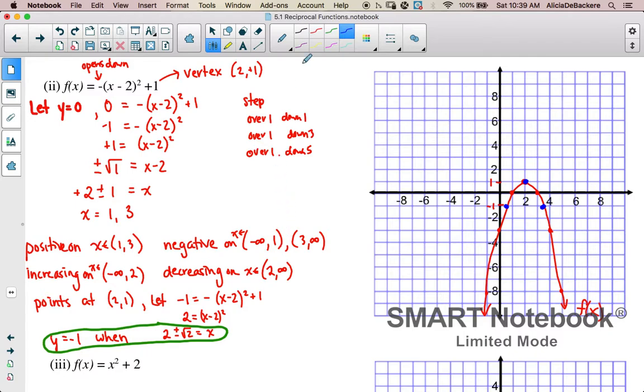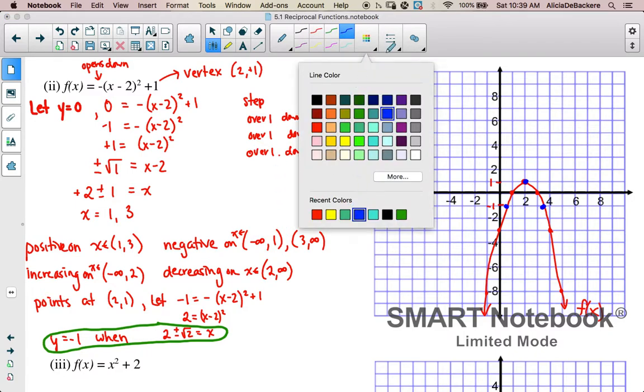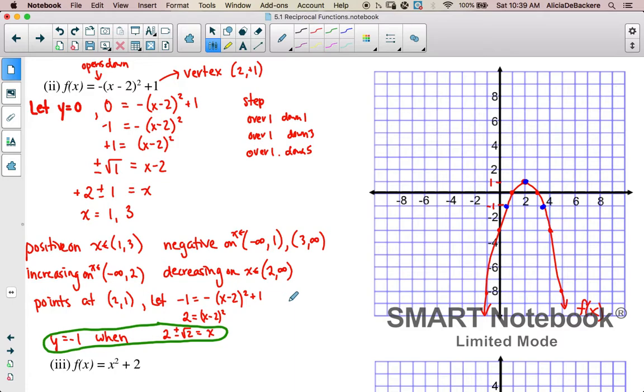All right, now we are going to work on our reciprocal function. So the first thing that they asked me to do was state the equation. So I'm going to call it g of x again, and it's just going to be 1 over my original function.